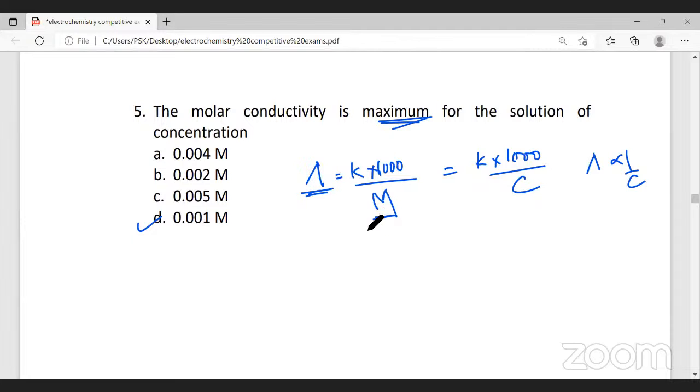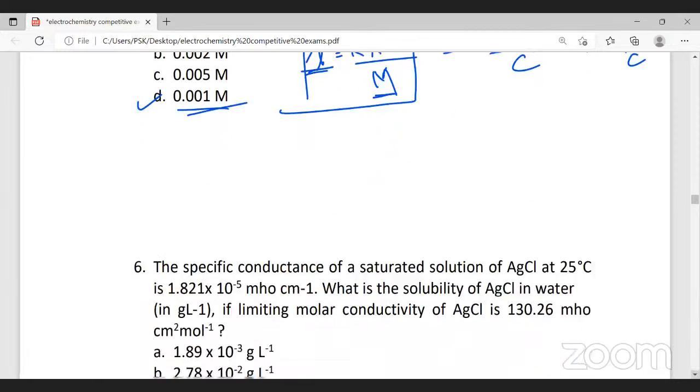See, molar conductance is inversely proportional to concentration. As per this formula, this is molar conductance and this is concentration. How are they related? Inversely, no? That means if this is to be maximum, this should be minimum. So what's the answer for this question? It will be option D. Remember this. The next problem.